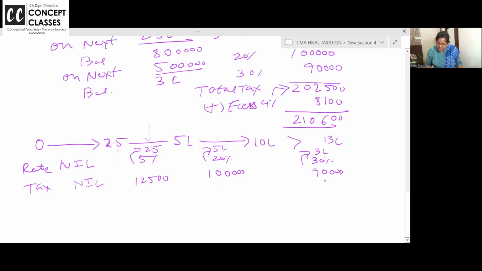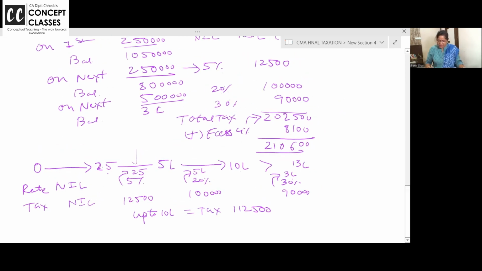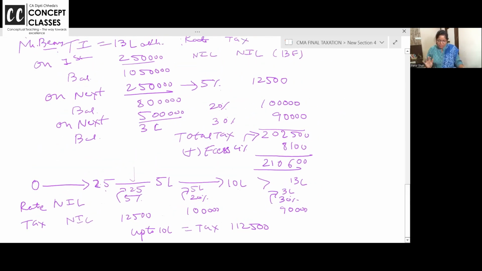Now, very important, dear students, orally you all should remember for your exam: up to 10 lakhs, the tax is 1,12,500. Did you digest this? Did you all understand this? Up to 10 lakh, the tax is 1,12,500. Now open to all of you. Ask doubts and then I want you all to write this.